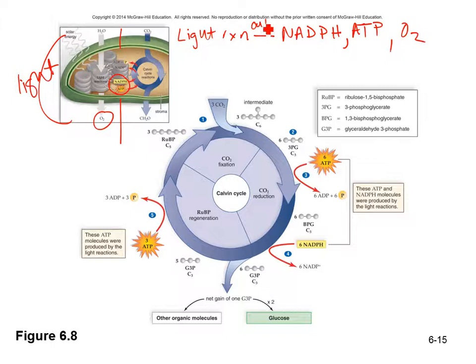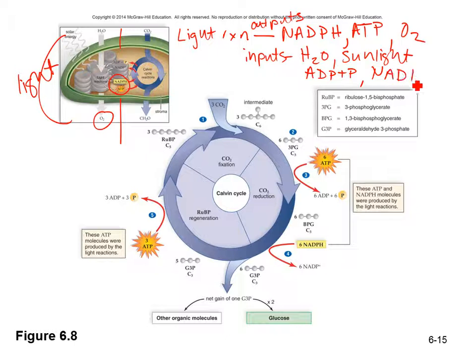So these are outputs. What's the input for light reaction? You have to put in water, and you have to put in sunlight. If you want to get super technical, you have to put in ADP plus P, and you have to put in NADP plus. But these are not the same as the overall photosynthesis, right?